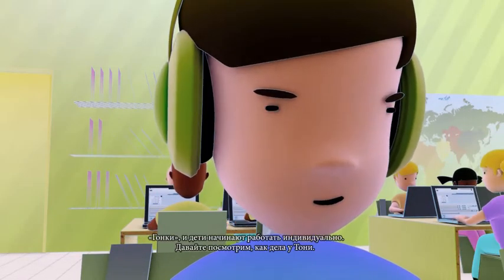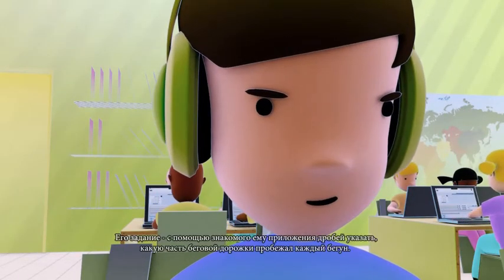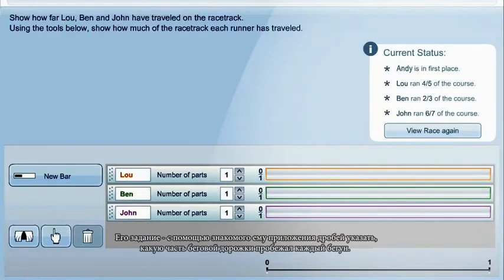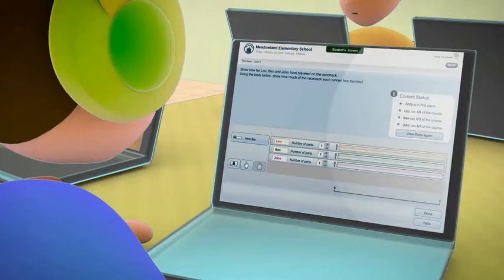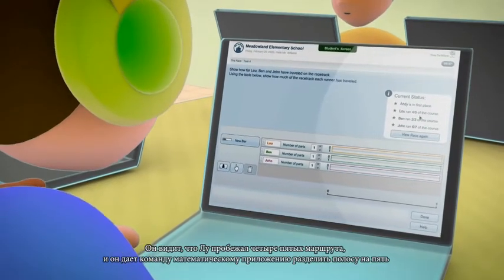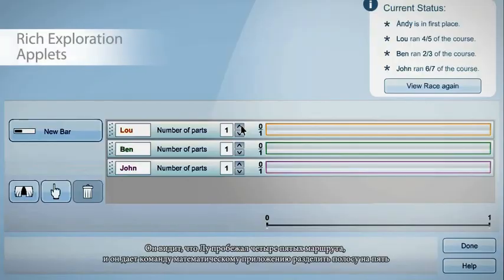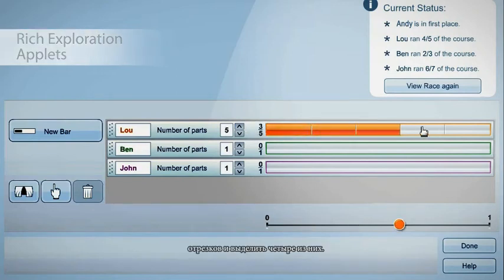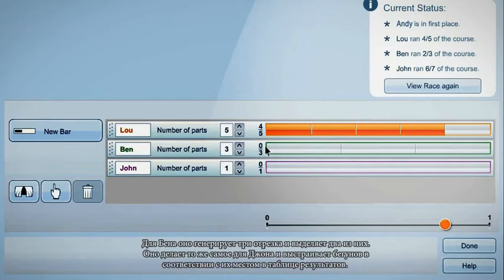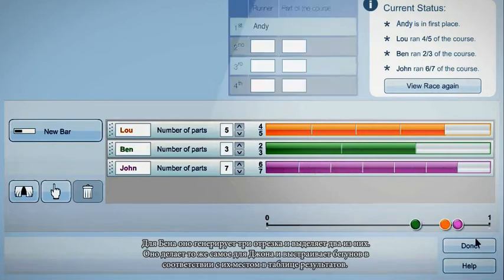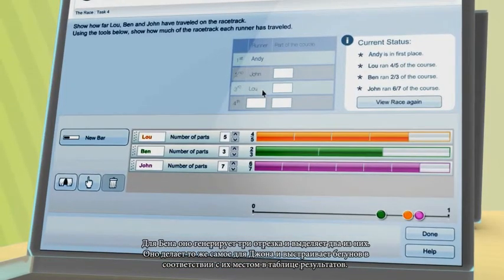Let's see how Tony is doing. He is asked to indicate what part of the whole racetrack each runner has run, using a familiar fraction applet. He can see that Lou ran 4/5 of the race, so he commands the mathematical applet to divide the strip into 5 bars and highlights 4 of them. For Ben, he generates 3 bars and highlights 2. He does the same for John and ranks the runners according to their position in the results table.